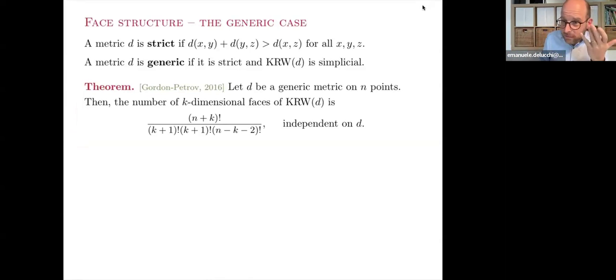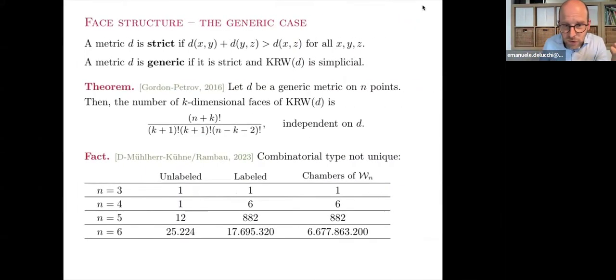And you could conjecture, based on this and this, that really there is only one combinatorial type for these generic metrics. That's actually not true. At least for n equal 5, there are 12 unlabeled combinatorial types of generic metrics. Okay? So here is basically morally my last slide. It's factually my next to last slide, but morally my last slide.